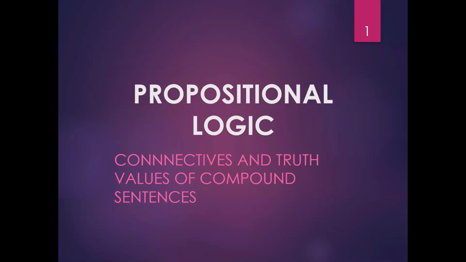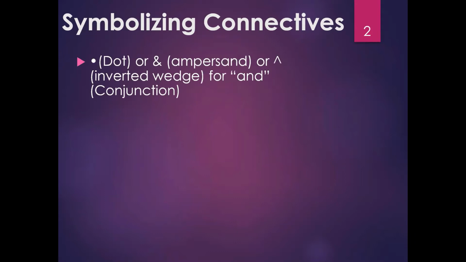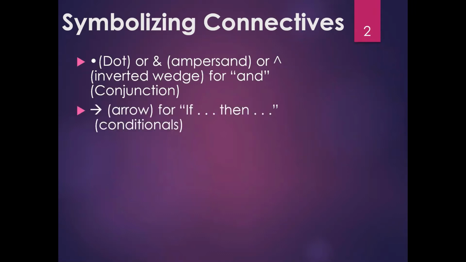We're looking at how to do propositional logic, and we're considering logical connectives and truth values of compound sentences in this video. To get started, let's think about how you symbolize the various connectives that are used. A conjunction can be symbolized with a dot, sometimes the ampersand, which we're familiar with, meaning and, or sometimes the wedge or an inverted V, something like that. And these all mean and. I prefer the ampersand, it's straightforward.